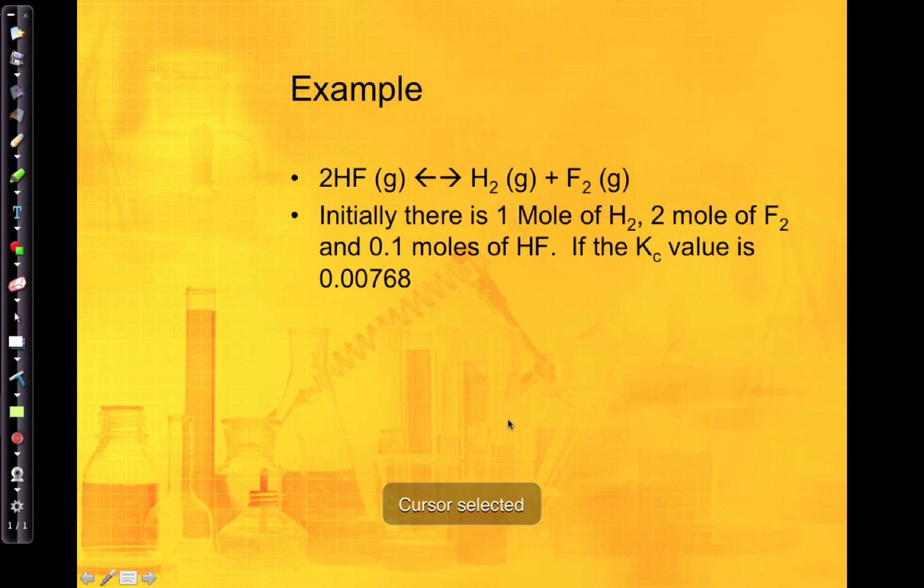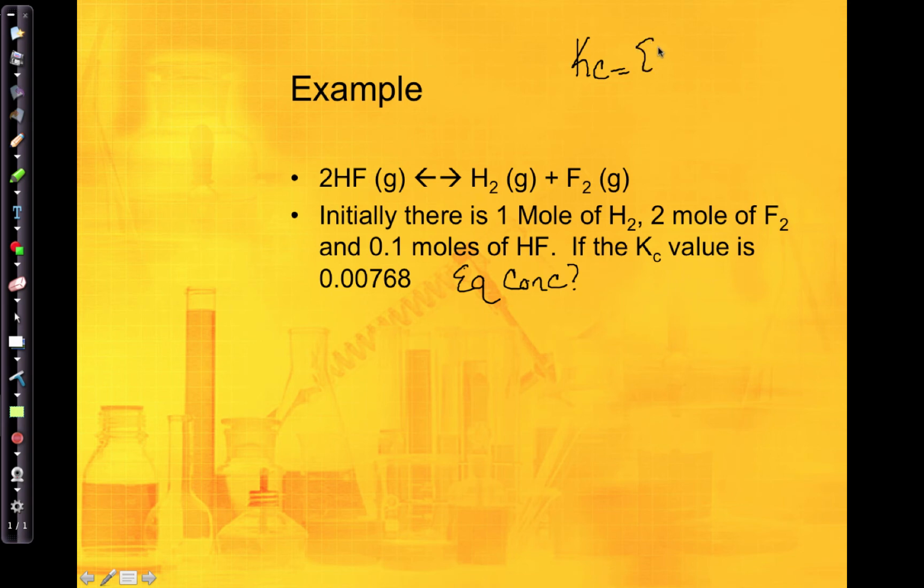All right, so let's look at another equation. Initially, if there's 1 mole of H2, 2 moles of F2, 0.1 moles of HF, Kc is given, it wants to know, it should say this, but it's asking for equilibrium concentrations. All right, so first thing, let's write our K expression. So Kc is equal to our products over our reactants, and this should be squared because there's a coefficient of 2.